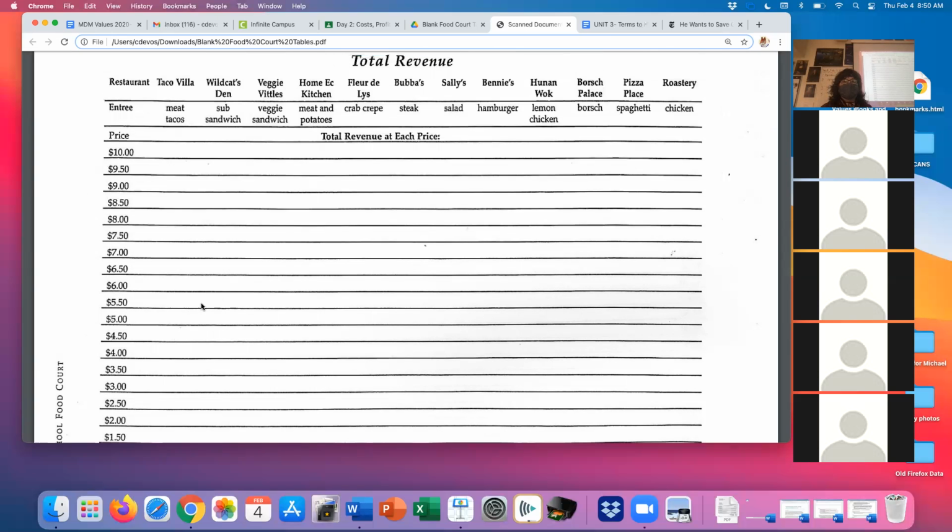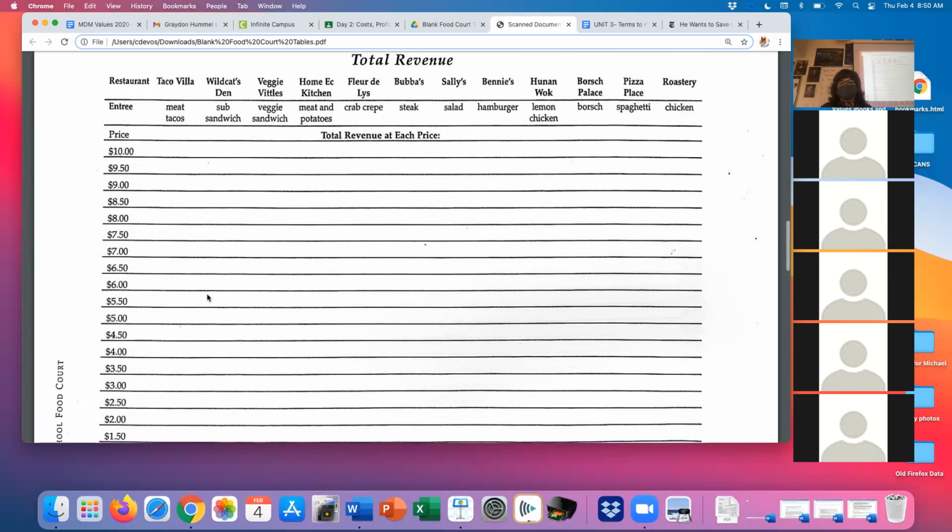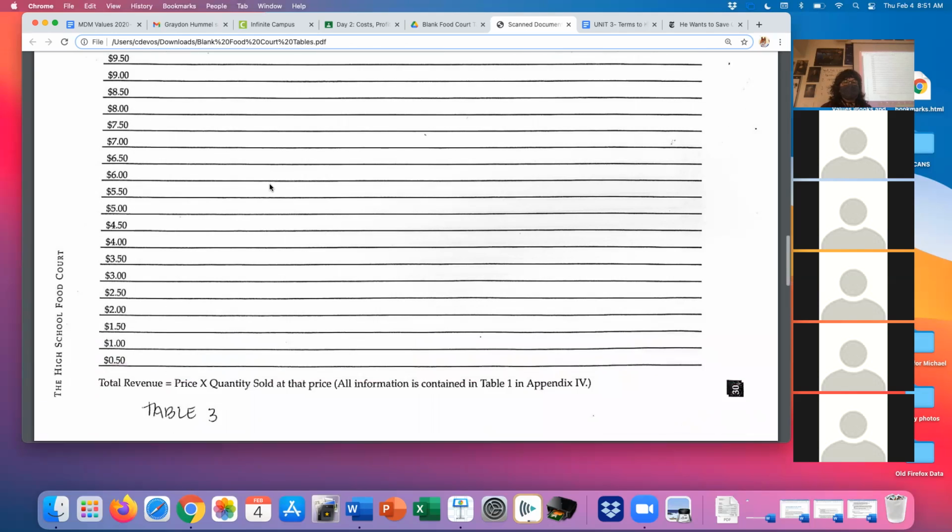So how about this? Why don't you each choose a restaurant of your choice. Don't do the Borscht Palace because that's a bunch of zeros. I want you to try to figure out the revenue for that, just for that one column. You can do Taco Villa, Wildcat Stand, Veggie Vittles, whatever you want to choose, and you're going to fill that in.